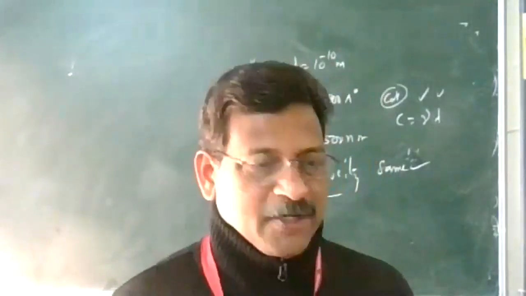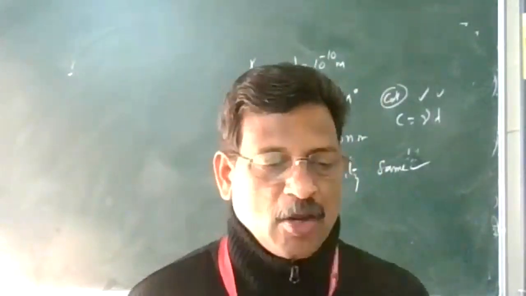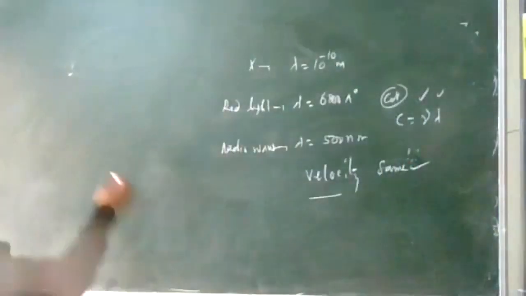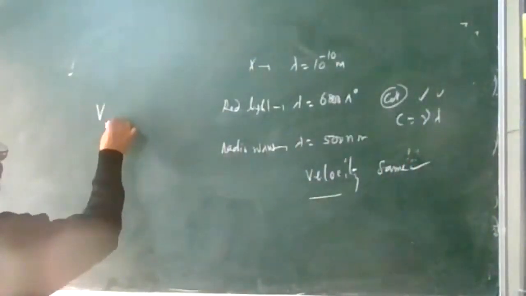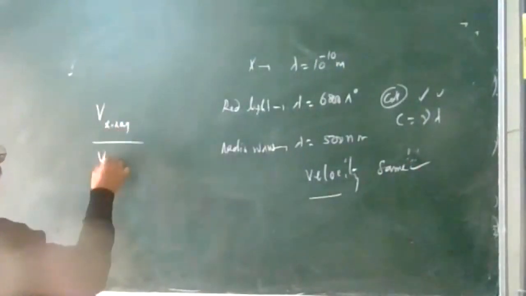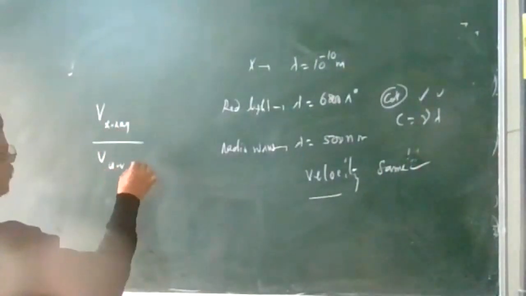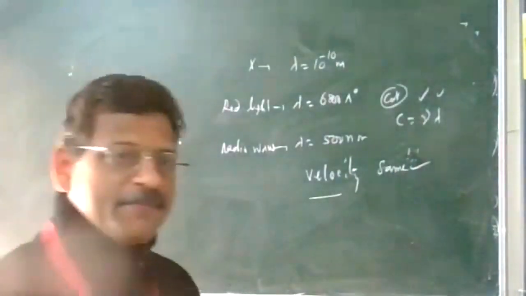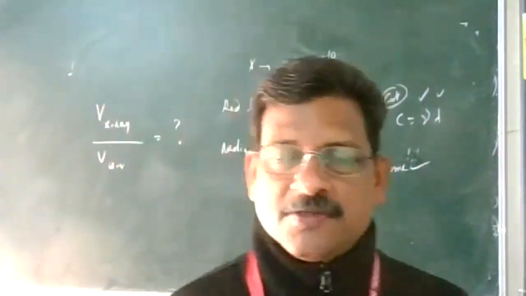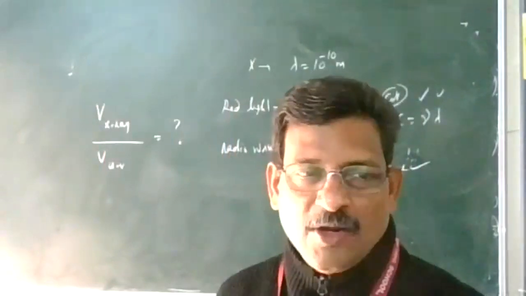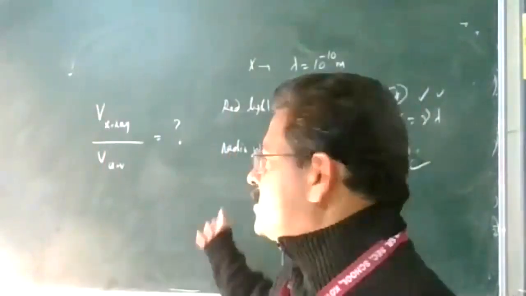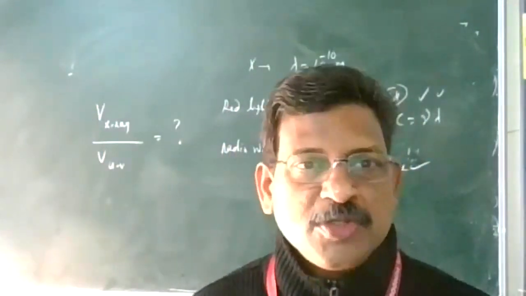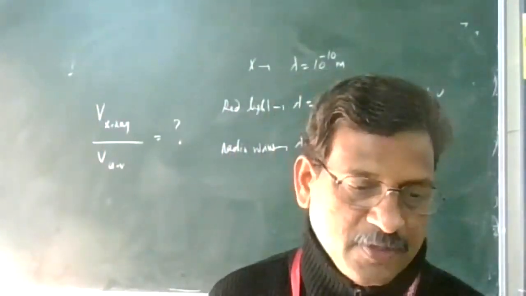Next question, again it was a board question. What is the ratio of the velocity of X-rays to that of UV rays in vacuum? Velocity of X-ray to velocity of UV rays in vacuum. Yes? The board questions. Velocity of X-ray, velocity of UV rays, they are same. They are same. In a medium, the velocity when same, ratio is equal to 1. A 1 mark question.